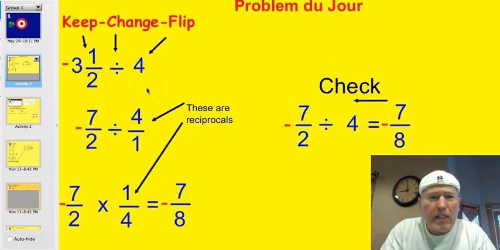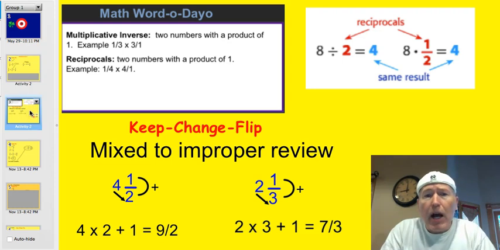I think that one got deleted. All right, math word today: don't forget multiplicative inverse is the reciprocal. Remember that 8 divided by 2 equals 4, but 8 times 1/2, the reciprocal of 2 is 1 over 2, is also equal to 4. You get the same result there.